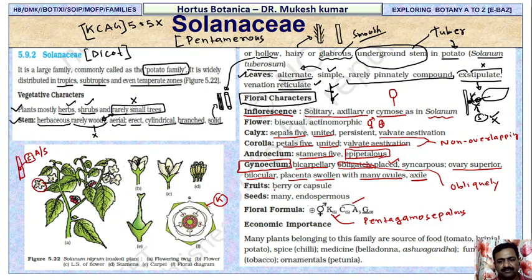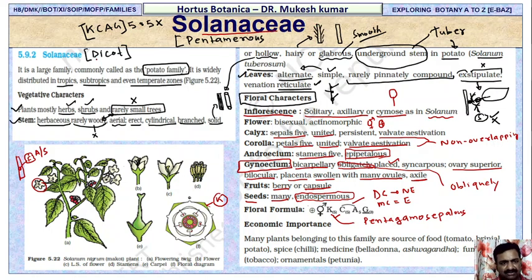Now, the fruit is a berry, and yes, a capsule. The seed is many-seeded and this is your what? Endospermous. Again, this is a very disputed condition, endospermous. Why is it endospermous? Generally, we have a character that if you have a dicot plant, they are non-endospermic. And if we have a monocot plant, then usually we have the endospermic condition. But here, this is the Solanaceae family, it is a dicot.